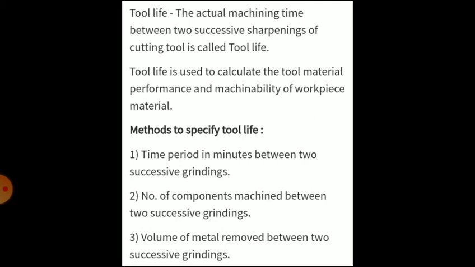Now there are different methods to specify tool life. First, it is the time period in minutes between two successive grindings. Second, the number of components machined between two successive grindings of the cutting tool. And third, the volume of material removed between two successive grindings.